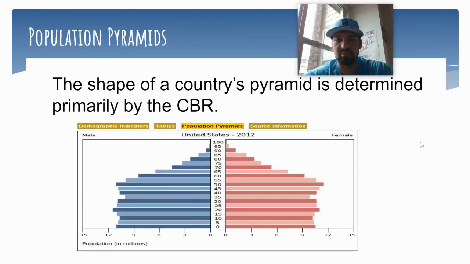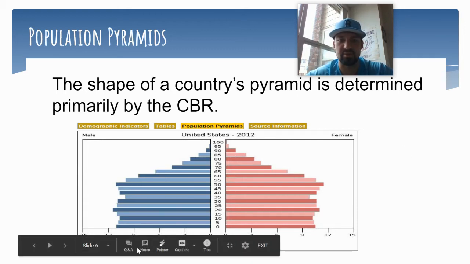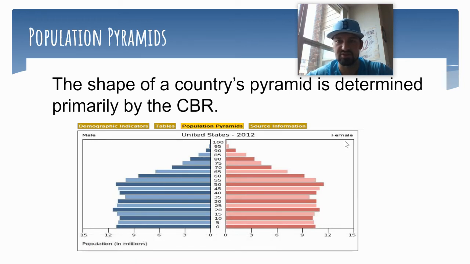All right, now moving on to population pyramids. You might see this picture here down on the bottom looks eerily similar. All right, the shape of a country's pyramid is determined primarily by CBR, or the crude birth rate. And in population pyramids, it's populations in millions, males generally on the left side, females generally on the right side. So this is the United States in 2012.